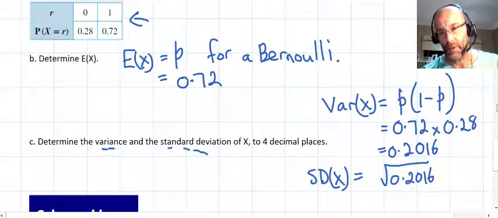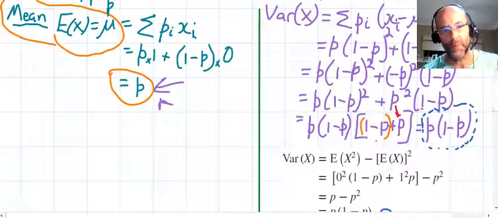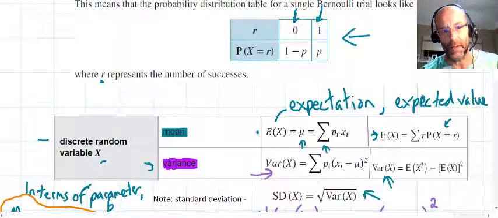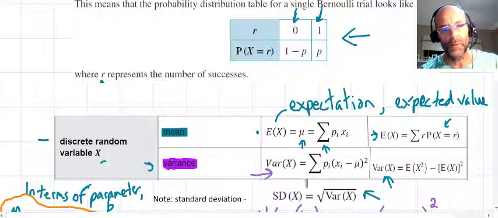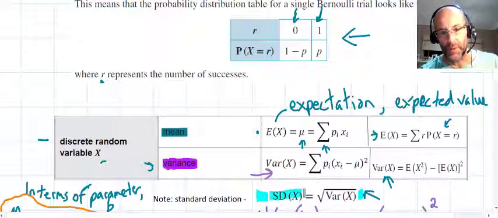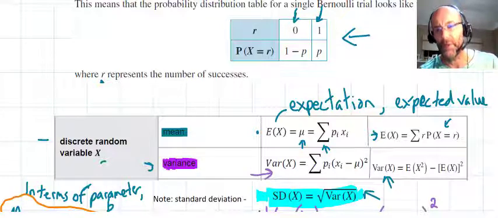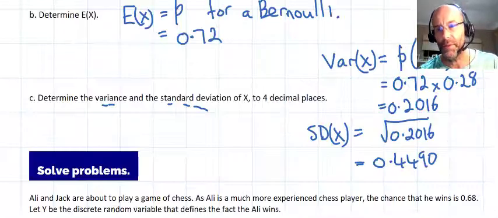I think I went through that before, didn't I? Back up here, apologies if I didn't, I might have got carried away. Sometimes that happens. So the standard deviation is the square root of the variance. I'll have to go back and see if I actually said that, but there it is, just as a reminder. And 0.4490 to 4 decimal places is the standard deviation.